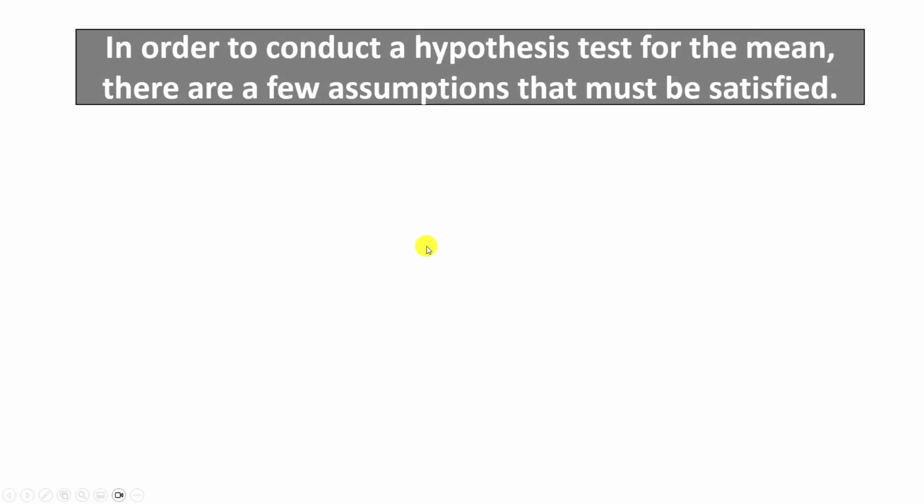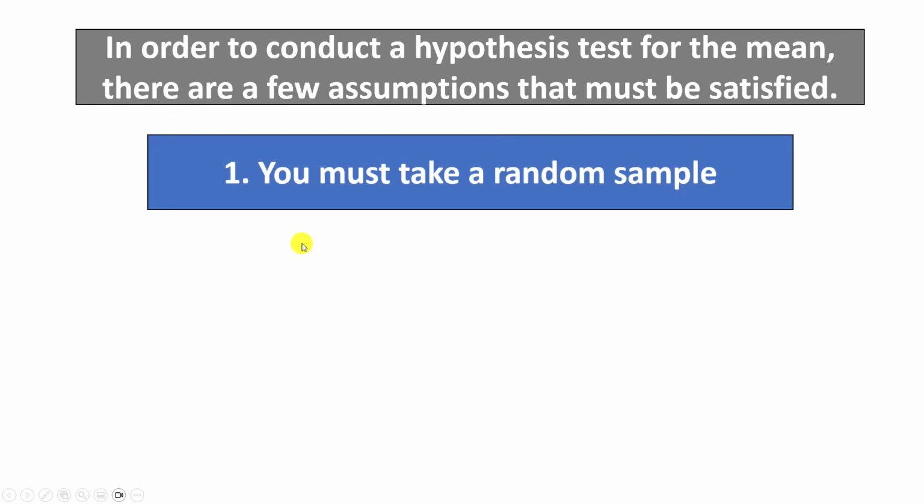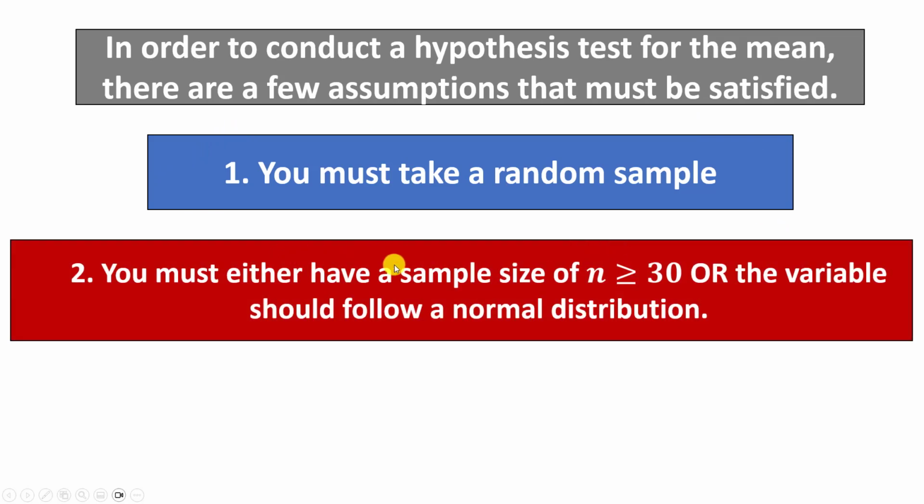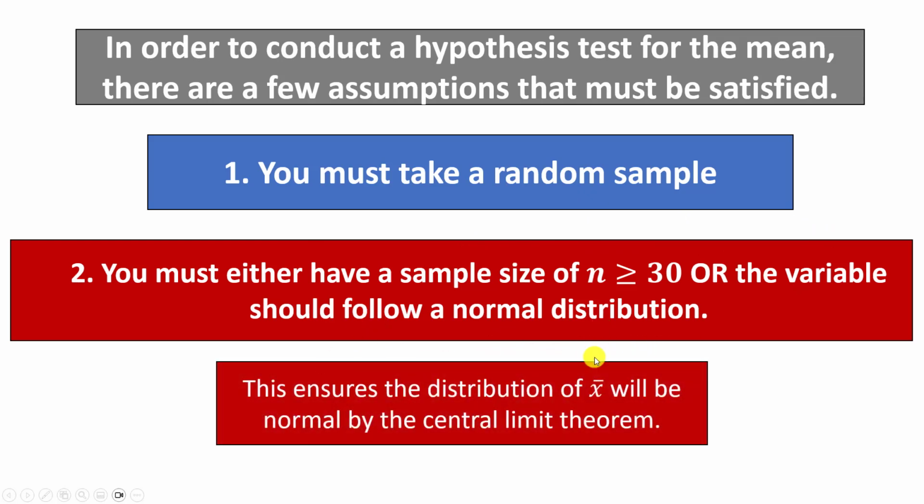All right, so let's go ahead and look at the conditions that must be met in order to do the one sample mean hypothesis test, which are the same conditions that we had for the one sample mean confidence interval. So first of all, you should have a random sample, meaning you have an equal chance to choose anyone in your population for your sample. And secondly, you should either have a sample size that is at least 30, or the variable should follow a normal distribution. And you may remember this is going to ensure that the distribution of our sample mean will be approximately normal based on what is called the central limit theorem.